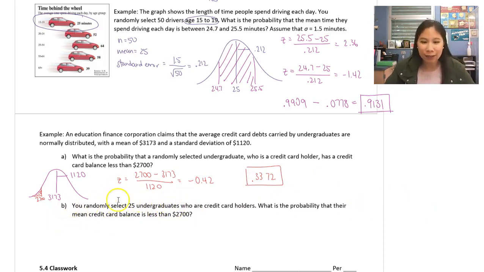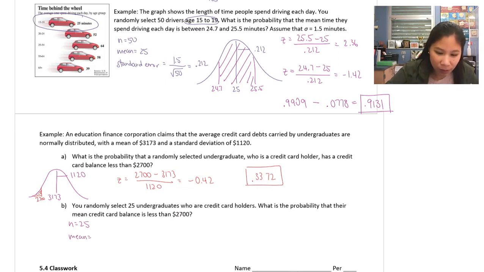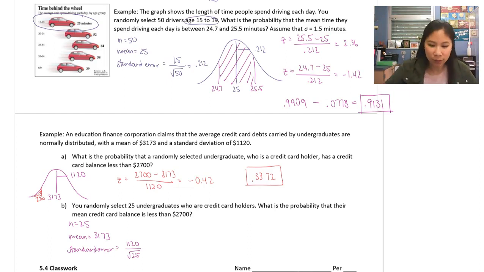In part B, it says you randomly select 25 undergraduates. So right there, they're giving you a sample size. They're telling you n equals 25. So now your mean is still the same number, but the standard error is what you have to use now. So now we have to calculate that $1,120 divided by the square root of n, which is 25 for us. When we do that, we end up with 224.